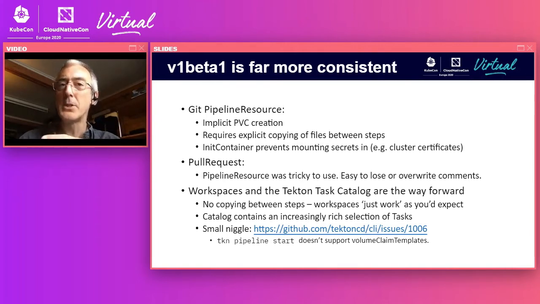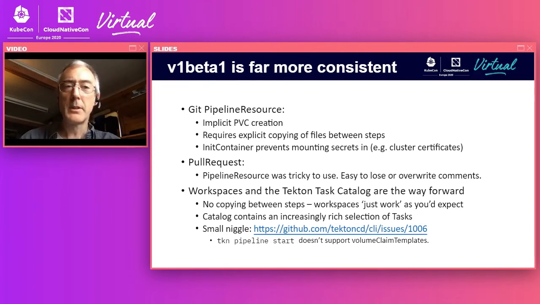So V1 Beta 1 has really reduced a lot of the misbehavior that we saw in the early versions of Tekton. Similarly, the older pipeline pull request pipeline resource made it easy to overwrite comments. You could make several comments and just destroy ones that you'd made previously. They were tricky to update the status of. There's a much more consistent set of tasks for those as well.